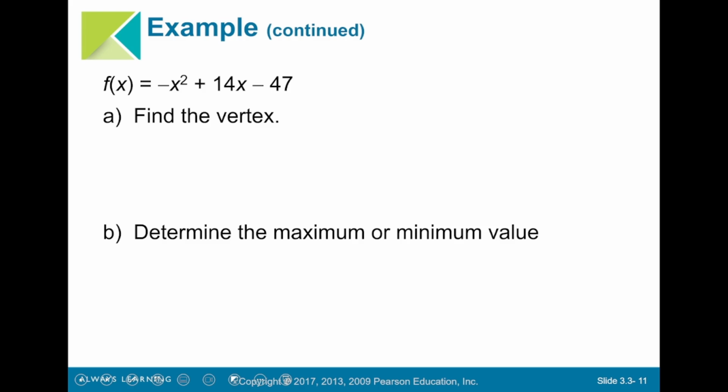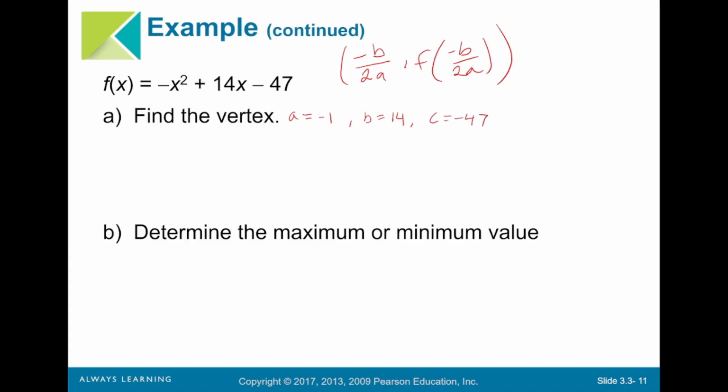Let's think about our vertex formula, which of course is negative b over 2a, comma, f of negative b over 2a. And of course, with this function, our a value is negative 1, our b value is 14, and our c value is negative 47. So negative b over 2a is negative 14 over 2 times negative 1, which is negative 14 over negative 2, so 7.